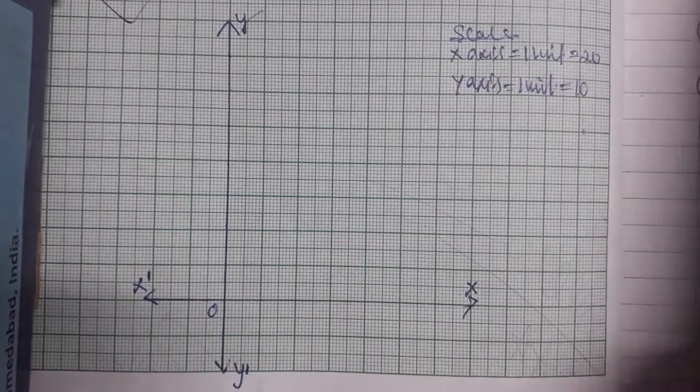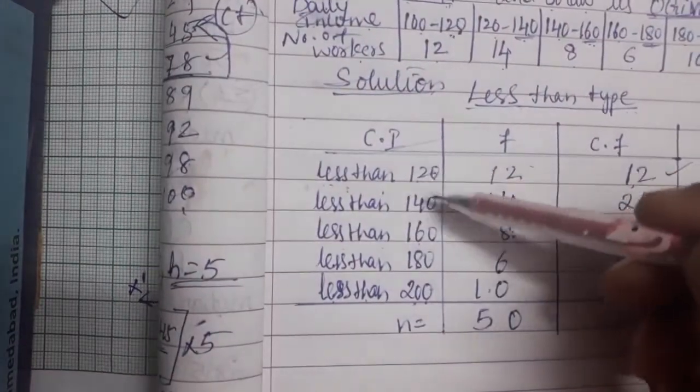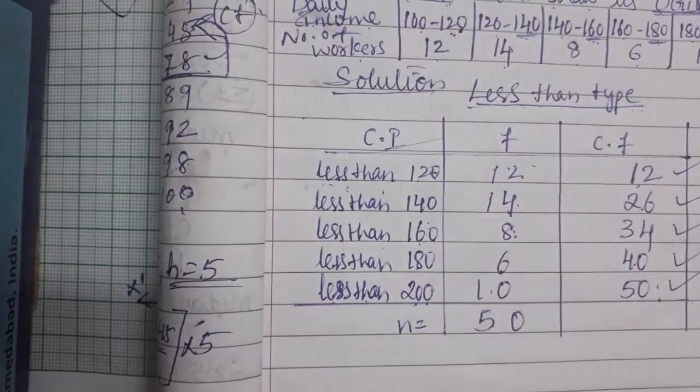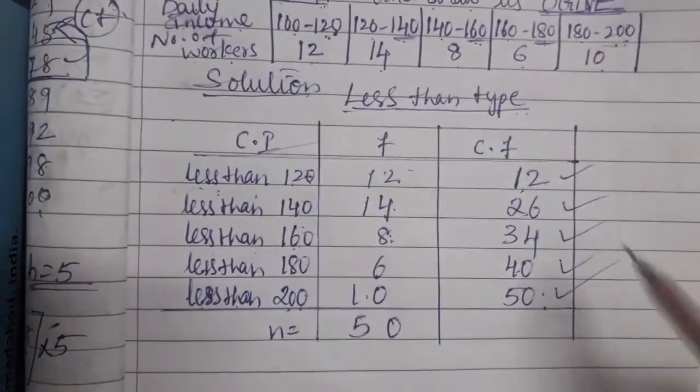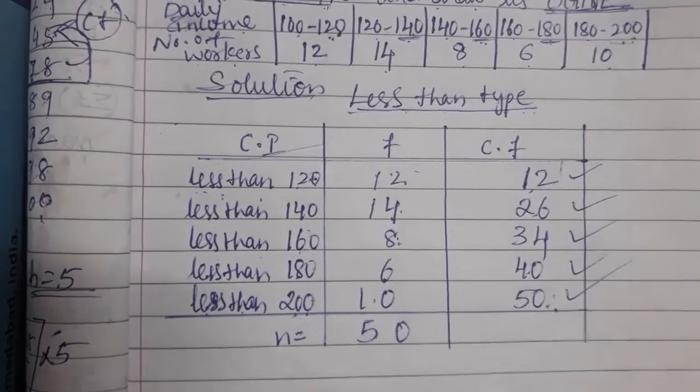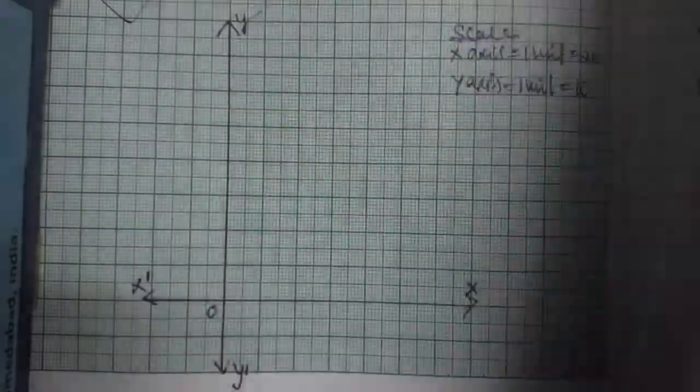If you see the class interval, the difference between every class interval, or the size of the class interval, is 20, 20, 20. So I took 1 unit as 20. And if you see the cumulative frequency, the maximum is 50. So if I take 10, I can easily plot it on the graph sheet.